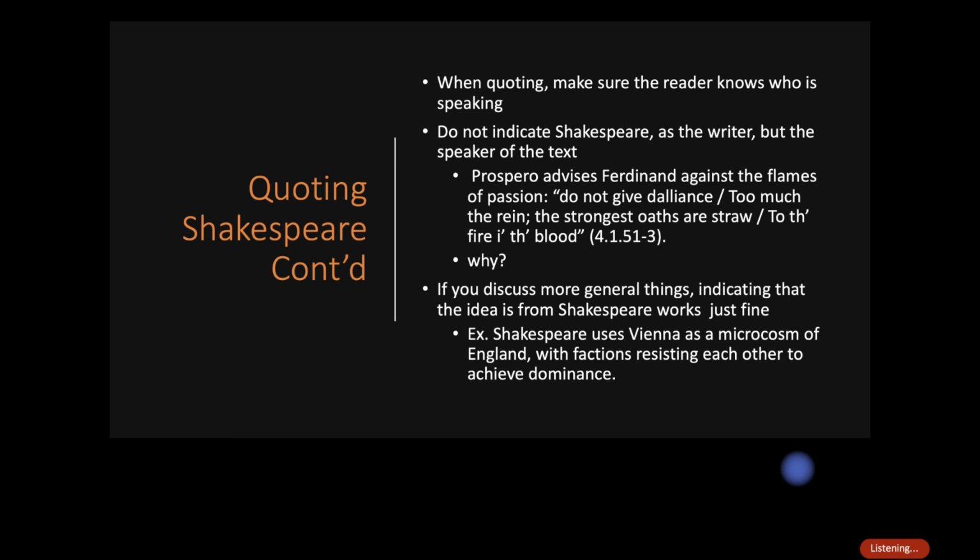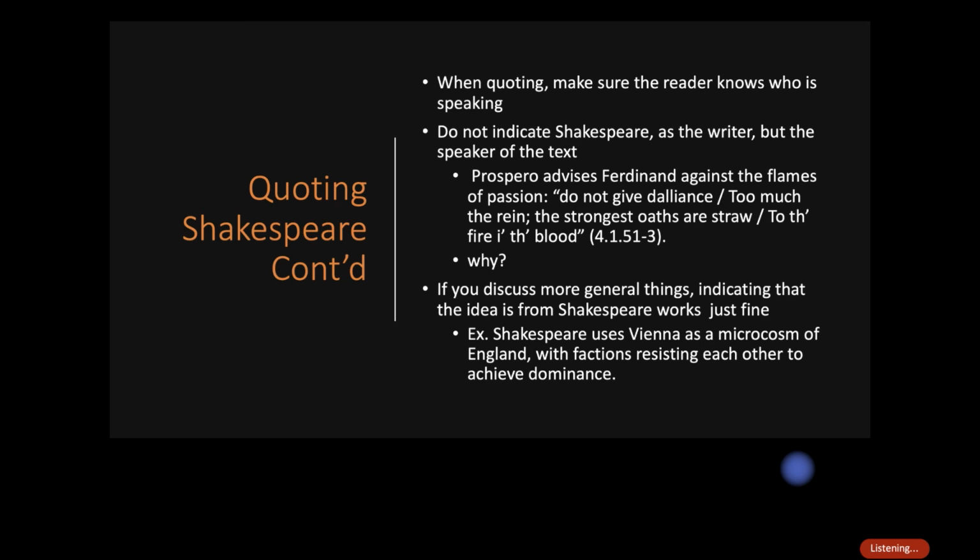So when quoting, also make sure that the reader knows who's speaking. Don't say that Shakespeare wrote this because, most of the time, actually all the time in Shakespeare, there's multiple players involved. So if you say Shakespeare says this, well, we don't know if it's Isabella who's saying it in the play. We don't know if it's Angelo. We don't know if it's the Duke. We don't know if it's the Duke who's dressed up as Friar Lodowick, right? We don't know these things.